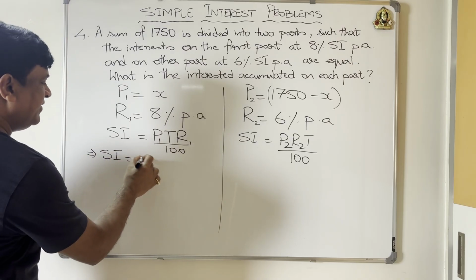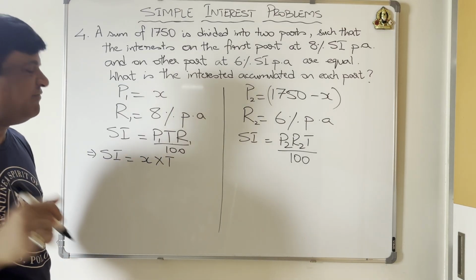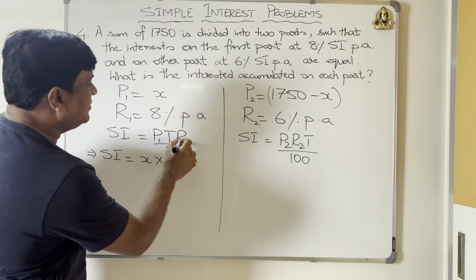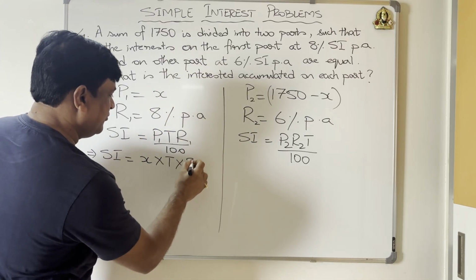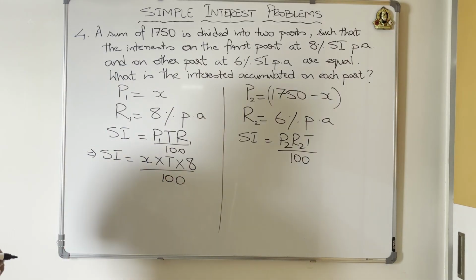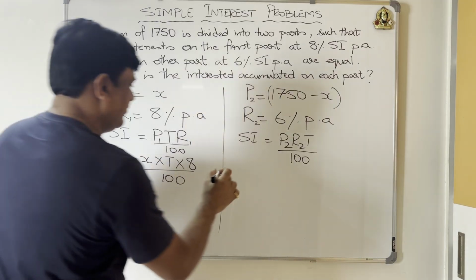My principal is X, into T. I'll leave it as T because I don't have anything, right? They did not mention T. And the rate is 8%, so this becomes 8 by 100. Okay, that is what I get over here. If I simplify this, I'll leave it like this, I'll not simplify.